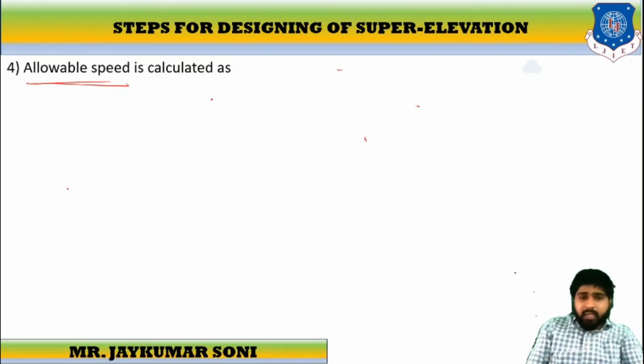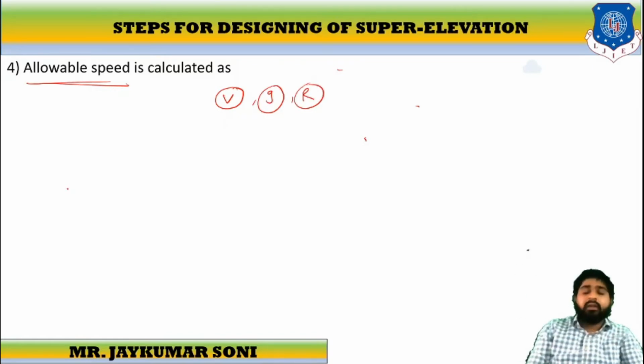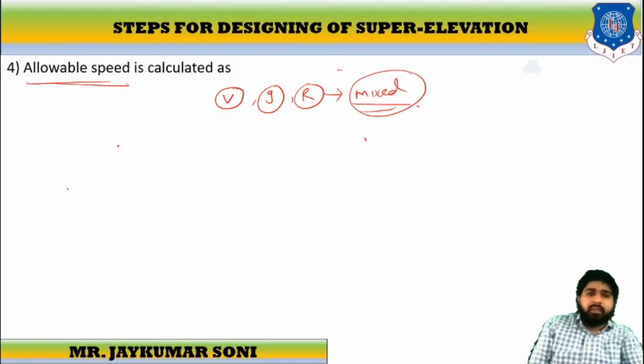In our example statement, we will be given the value of V. We will be given the value of G. Value of R will also be given. And we will be told to calculate the value of super elevation or maximum super elevation, and mixed traffic condition would be there. Now, if mixed traffic condition would be there, the equation for super elevation is E is equal to V square by 225R.